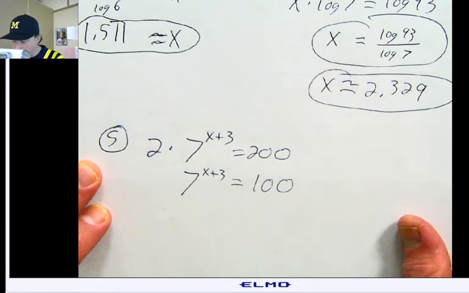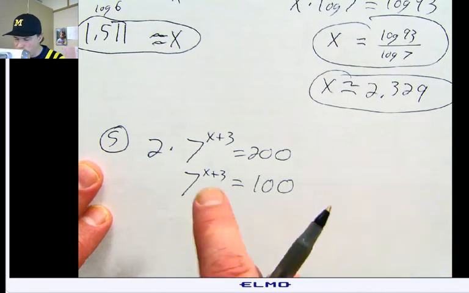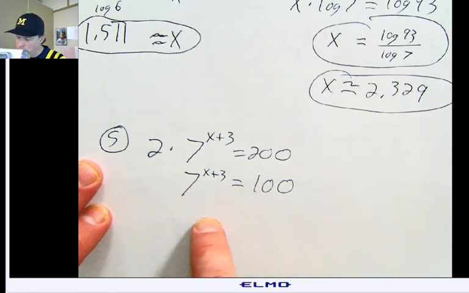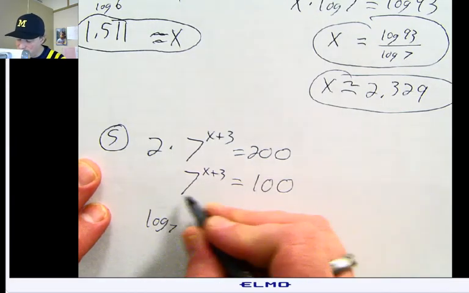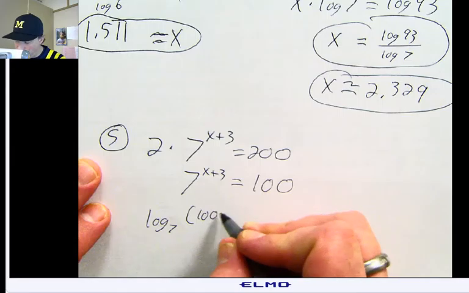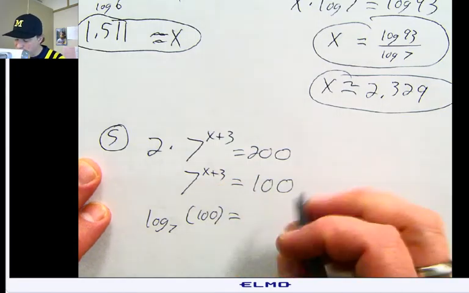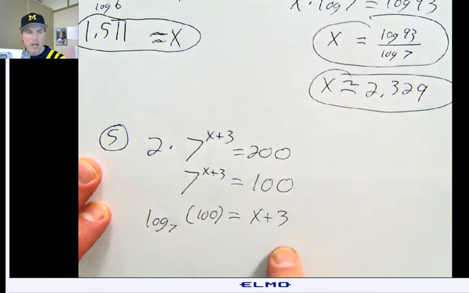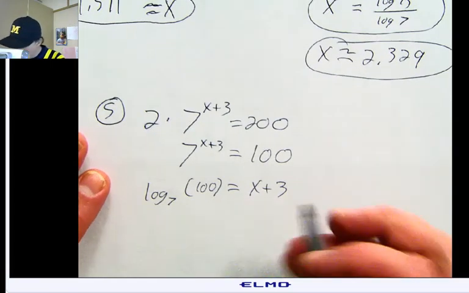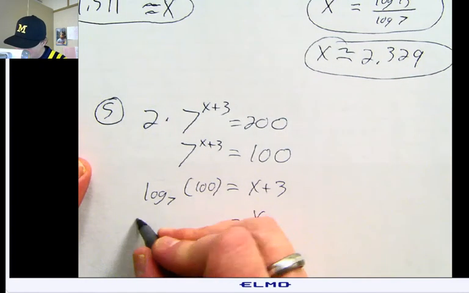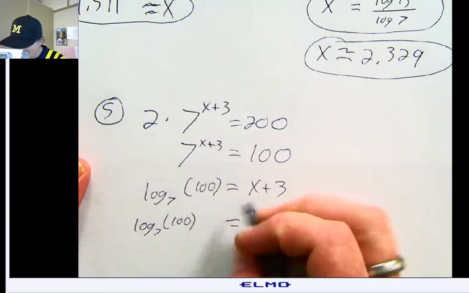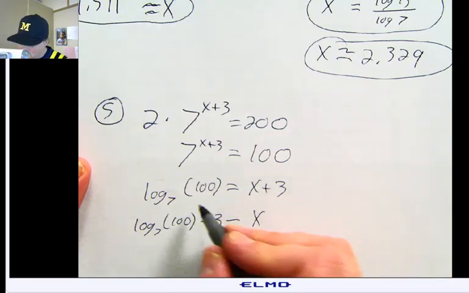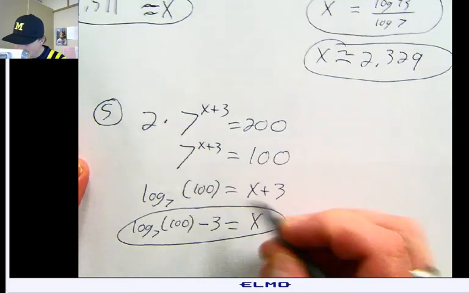And then, depending on which technique you use, I think I'm going to change this to log. If I change this to log right now, it becomes log base 7 of 100 equals the exponent x plus 3. x is almost by itself. So I then subtract 3 from both sides, and I get log base 7 of 100 minus 3. And this is my exact answer.